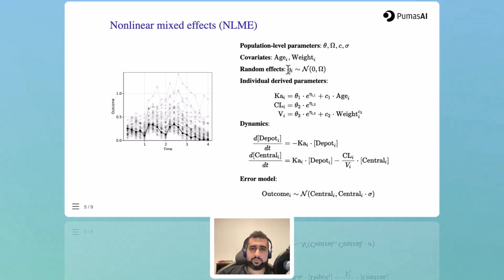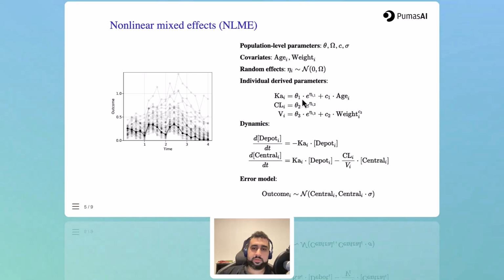And then those random effects, which are the individual parameters, eta here, we often call them random effects. They're often given some distribution like this, which is just a distribution centered around 0. The covariance matrix of this random effect, omega, represents how much variability there is between the patients. The higher the omega is, the more variability in this eta value, and the more variability also in these parameters Ka, Cl, and Vi.